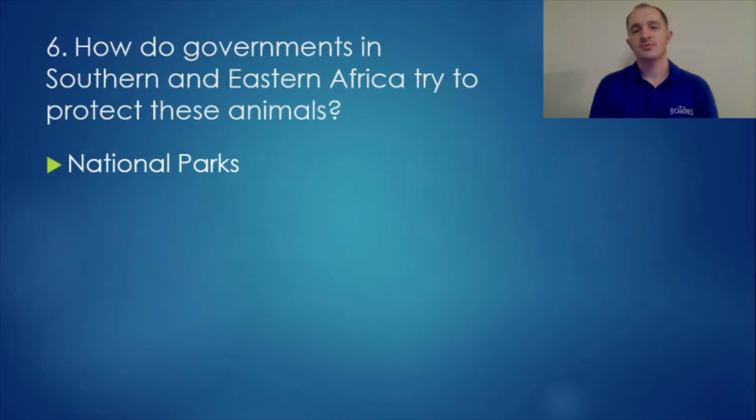Number six, how do governments in southern and eastern Africa try to protect these endangered animals? That would be through the creation of national parks. So national parks allow animals a place to roam around and exist how they would normally in their habitats had humans not come in and either overhunted or destroyed their homes.